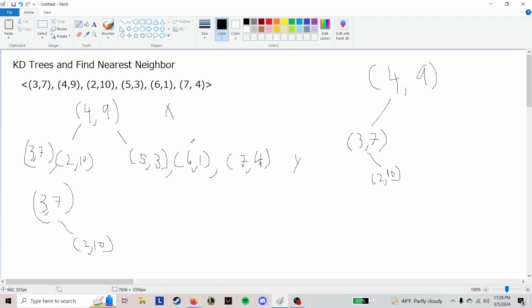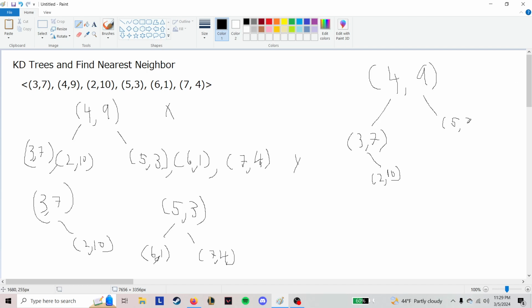But on the right side, I have the points 5, 3, 6, 1, 7, 4 here. Now remember I'm splitting on the y, and I want to find the median y value from the remaining points here. The y values I have are 3, 1, and 4. The median of that is going to be 3, which means I'm going to make my node 5, 3. That's going to be my subtree root node. And now if I do the same splitting on the y, on the left I'm going to see the point 6, 1, and on the right I'm going to see the point 7, 4.